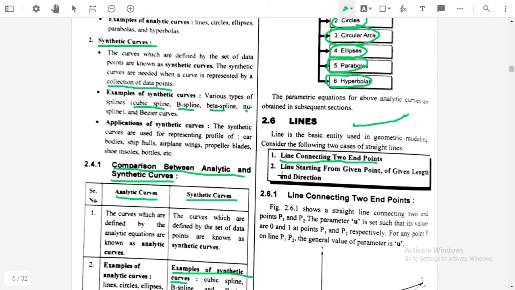The other is a line starting from a given point with a given length and direction. Suppose this is the starting point of the line, the length of the line is 5 centimeters, and the line makes an angle of 40 degrees with the x-axis. So draw a line having a length of 5 centimeters that makes an angle of 40 degrees with the horizontal. In these two ways we can define lines.